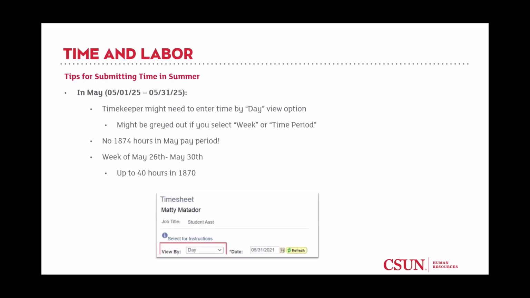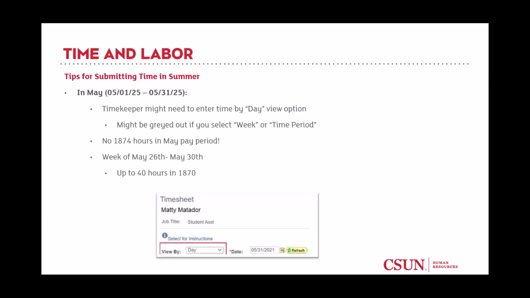As far as time and labor, submitting and entering time for these student assistants, I want to break it down month by month to get an idea of what that would look like. In May, the timekeeper might need to enter time by the day view option if for whatever reason it's not allowing you to enter time with the week or time period option. If it's grayed out or won't let you enter anything or save, try entering time by the day option.